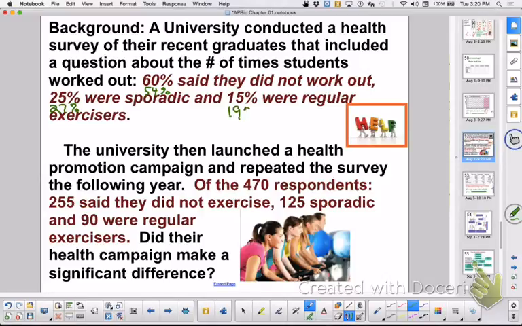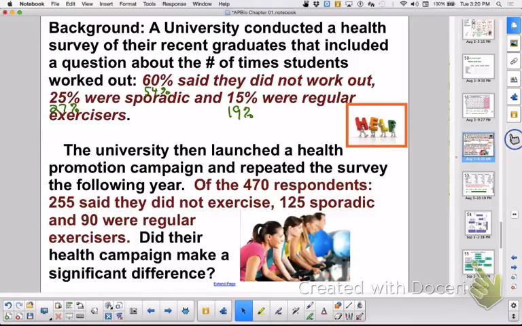19%? Okay, so if we want to know, did your campaign make a difference? Was it significant? Did it alter the behavior enough that it was significant? So if we wrote a null hypothesis, we would say, it's fine. There's no real significant difference. If there's no real significant difference, then what we would expect is 60% again. We didn't get 60% that said they didn't work out.